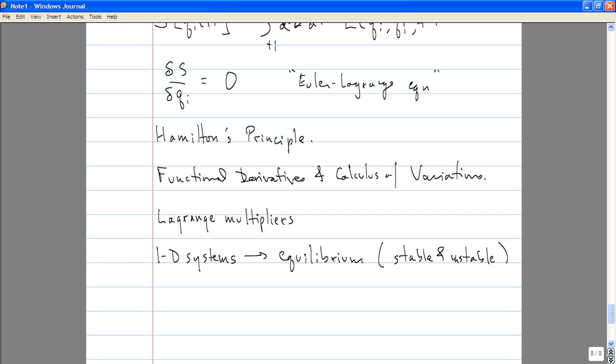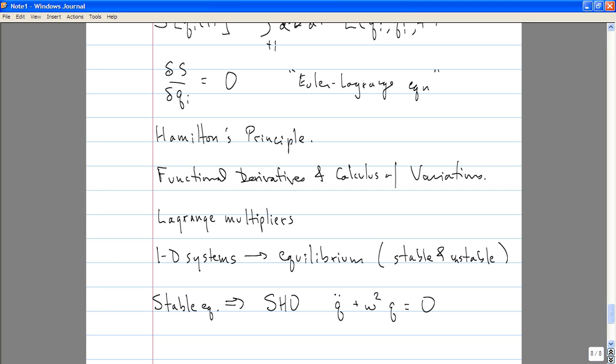For a stable equilibrium, the small perturbations around the stable equilibrium were described by a simple harmonic oscillator whose equation of motion was q double dot plus omega squared q was equal to 0.